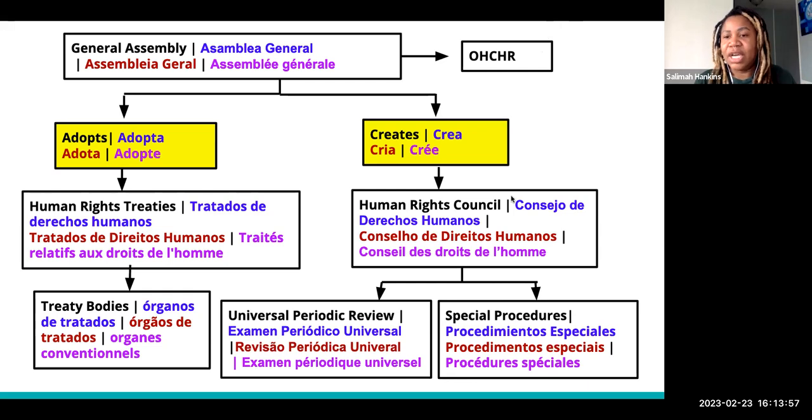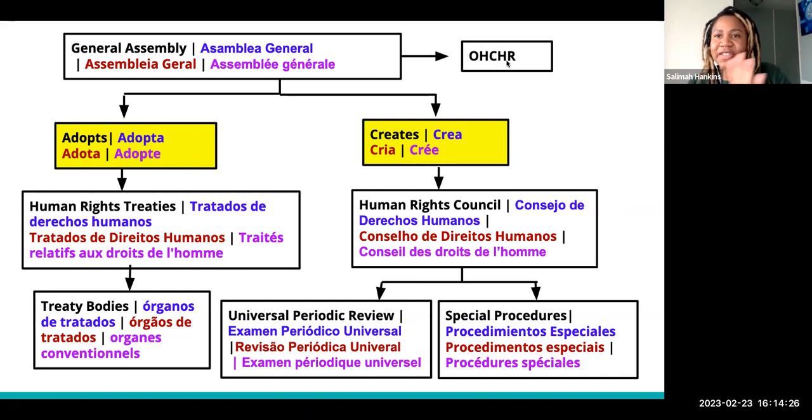Now, this is really important, because the special procedures is what a lot of people say is really the meat, the bodies that can actually go out and be effective, can act quickly, and don't have to wait for a review process, but can act more independently and quickly. I'll try to keep going back to this to help folks understand.